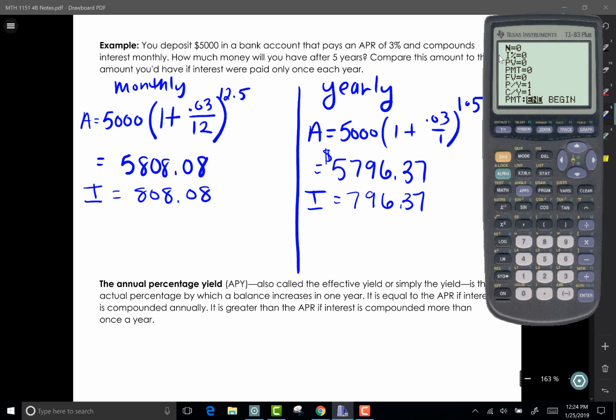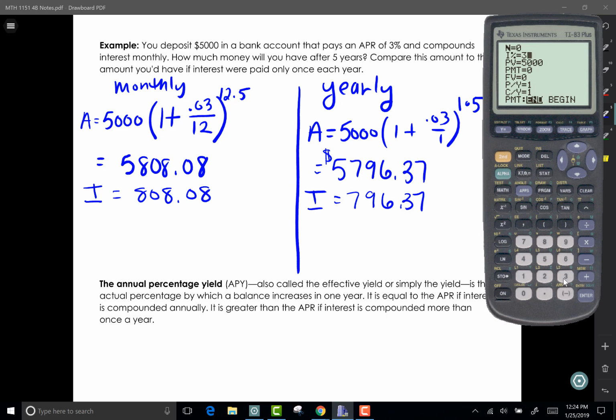Okay, so I want to check the answers that I just did in the previous example when I deposit $5,000 into a bank account. So what I'm going to do is scroll down. $5,000 is my principal. That's what I'm starting with. So I'm going to enter that in as my PV, my present value. So I'm going to put in $5,000. Okay. My interest rate, my APR, is 3%. So I'm going to go up to my I and make sure I put in 3.